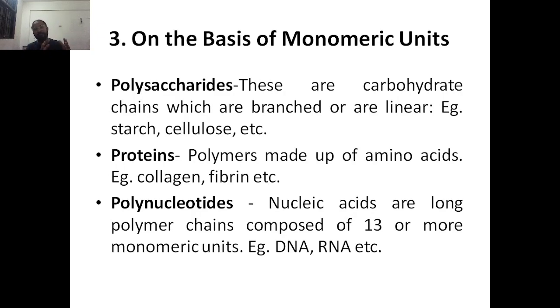Polysaccharides, we know, are the carbohydrates, the chains which are branched or linear, for example starch, cellulose, and all. Under polysaccharides, we know that mono- and disaccharides and all are there; here it will be polysaccharides. Next, proteins are polymers made up of amino acids, for example collagen, fibrin, etc. Right? Then polynucleotides like nucleic acids are long polymer chains composed of 13 or more monomeric units, for example DNA, RNA, etc. See, on the basis of monomeric units, this is how we explain the polymers.